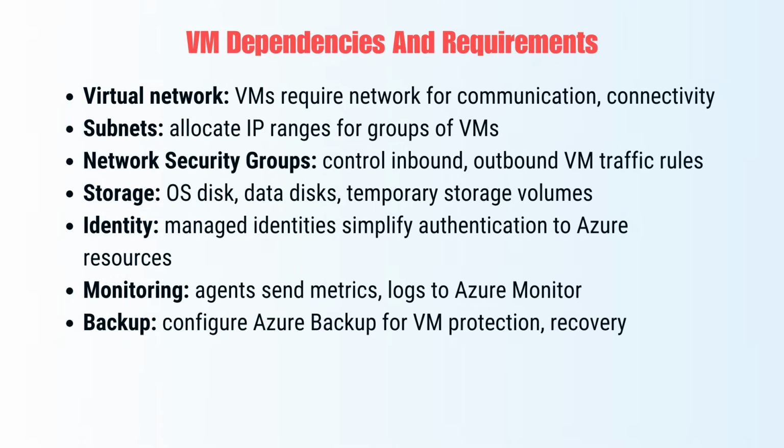For example, you might allow HTTP and HTTPS inbound, but block everything else. On the storage side, each VM has an OS disk and may have one or more data disks. These are stored in Azure Managed Storage and can use different performance tiers. Some VM types also have temporary disks for short-lived data.